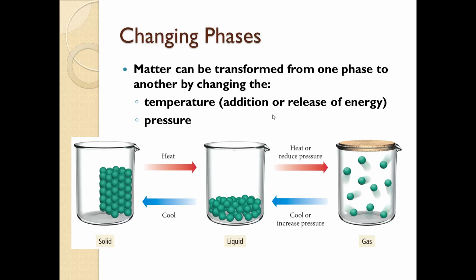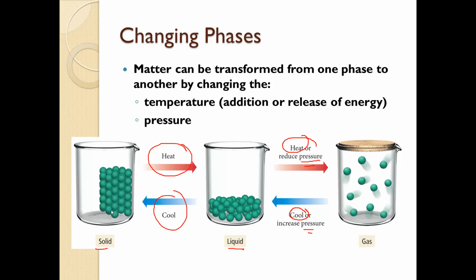So when we go from solid, liquid, and gases, we can do so by changing the temperature. We go from solid to liquid by heating it up, and from liquid to solid by taking the heat away, by cooling it down. We can do the same thing to go from a liquid to a gas. However, in addition to using the heat, we could also look at the pressure.